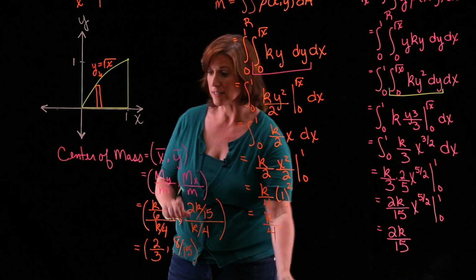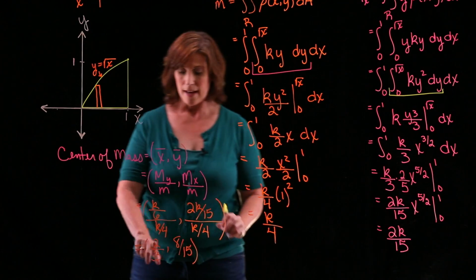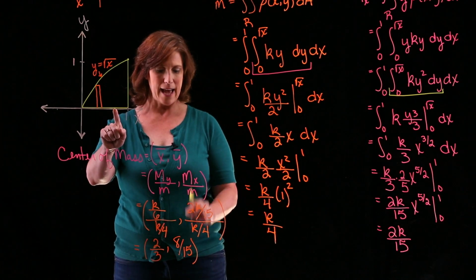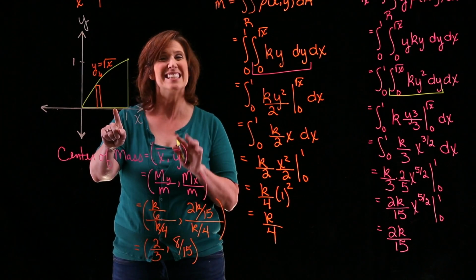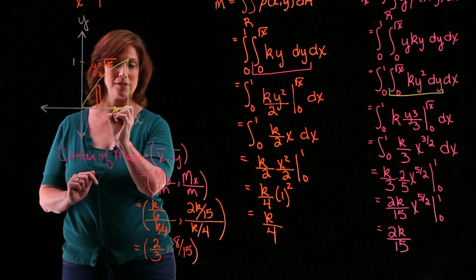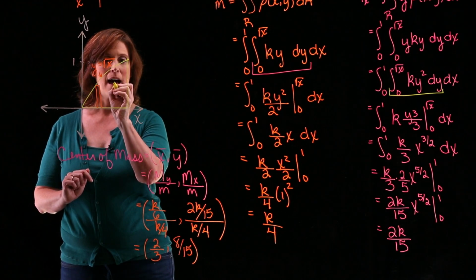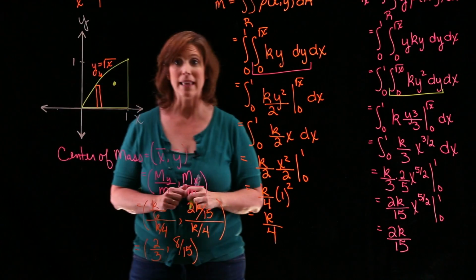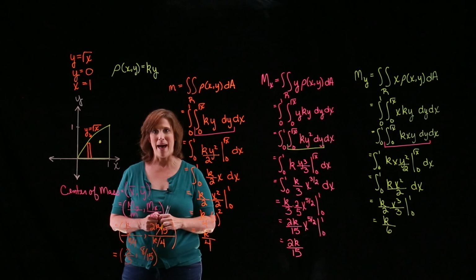Now, just to get a sense for where this center of mass is, 2/3 is 2/3 of the way across on the x-axis, and 8/15 is a little bit more than a half. So if I move to the point 2/3 and 8/15, I'm going to be right about here on my lamina. That's the center of mass.